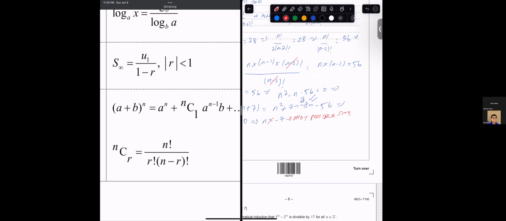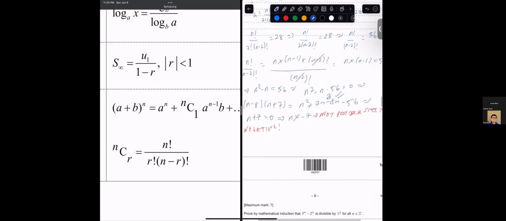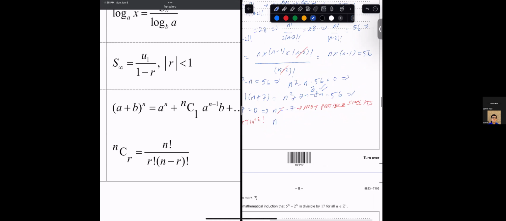Not possible, since it's negative. So the only possible answer is n minus 8 is equal to 0. This n is equal to 8. Okay? So we have n is equal to 8.